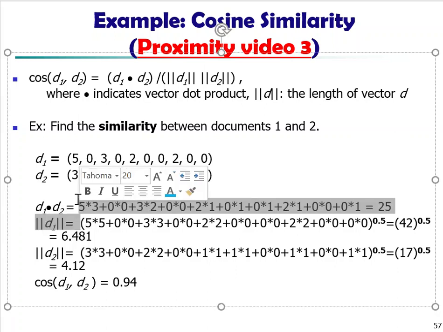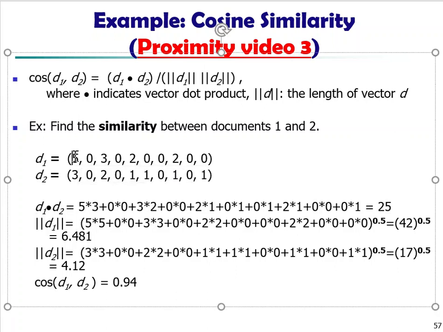Okay, so here we have 5 times 3 plus 0 times 0 plus 3 times 2 plus 0 times 0 plus 2 times 1. So that gave you the dot product. D1 and D2 are vectors, but their dot product is one value. It's a scalar value. The length of D1 is computed using the Euclidean distance formula, which is one special case of the Minkowski distance that we learned earlier.